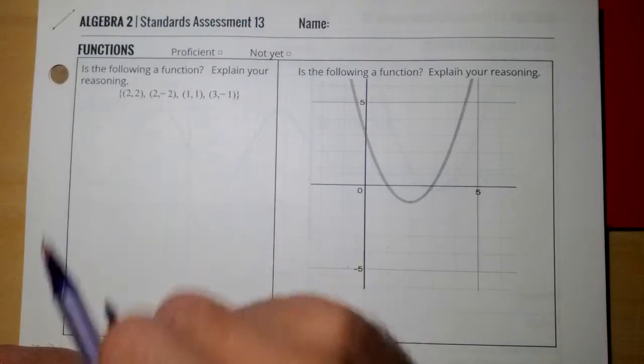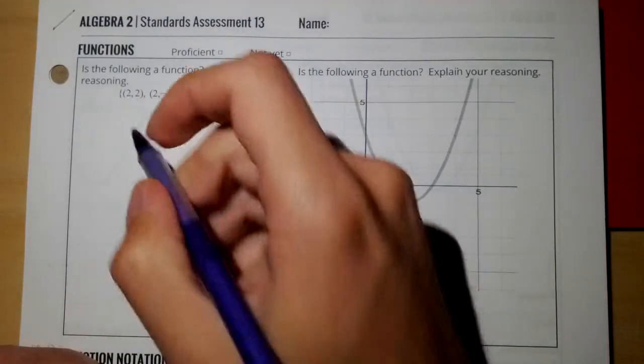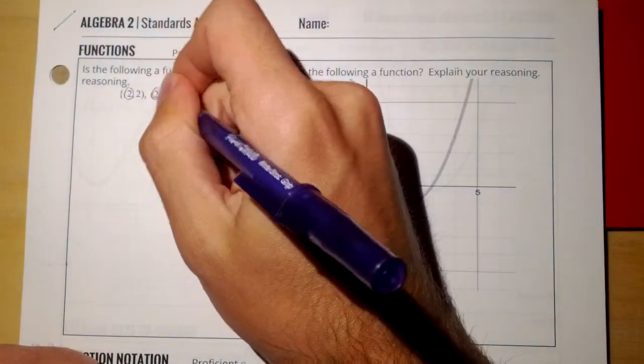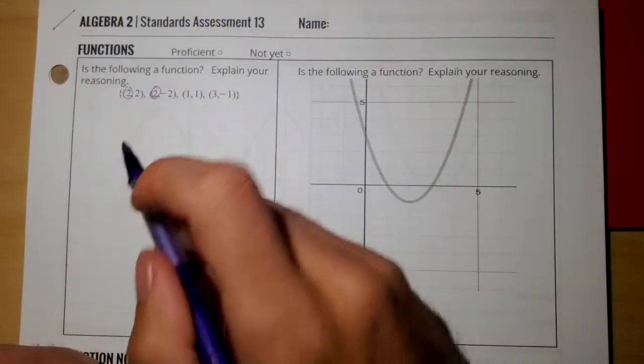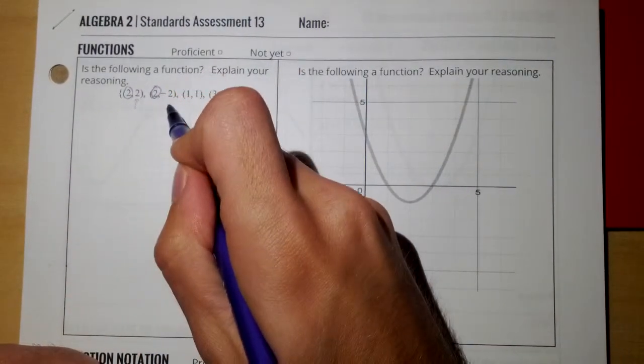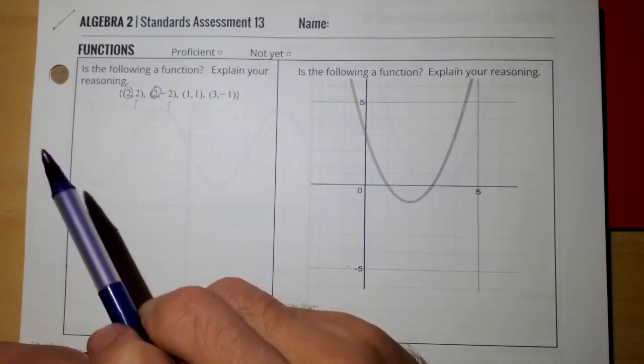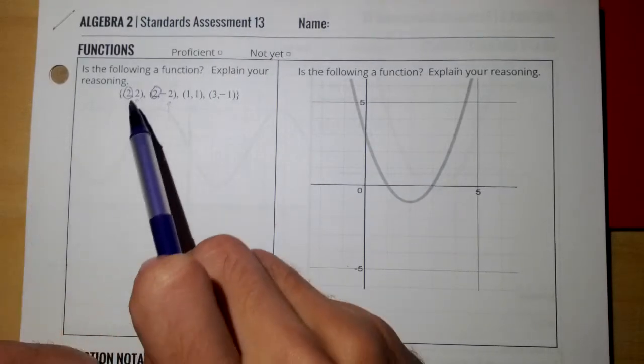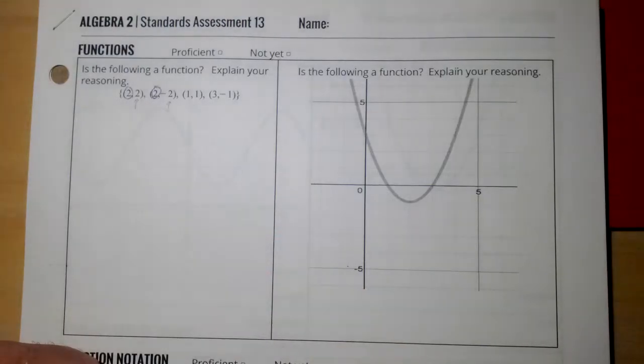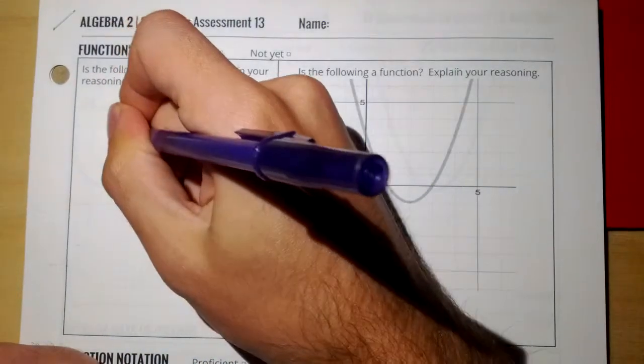And if I look at the very next one, we actually see that that's the case. For both of these, I have 2 as my input. The first one has 2 as the output. The second one has negative 2 as the output. The problem basically is that if I give an input of 2, you don't know whether you should give me 2 or negative 2 as the output. So this is going to be a no.